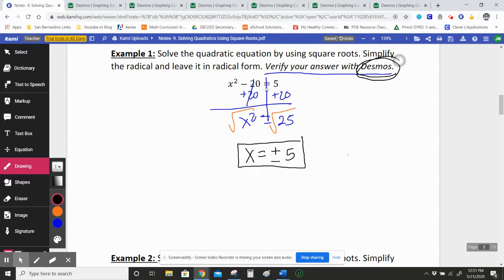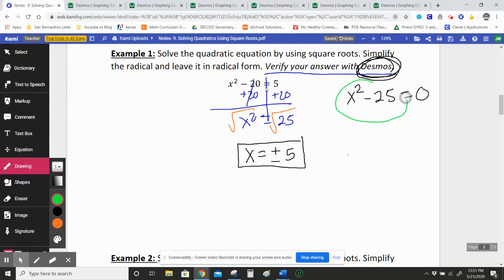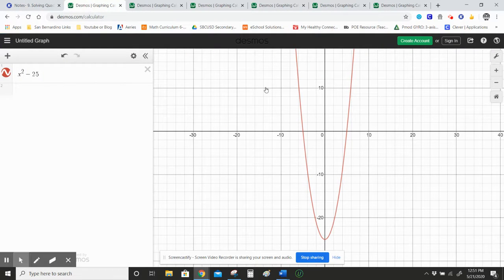So if we go to desmos.com/calculator, I already did the graphing part for you. Remember, you have to actually graph the equation equal to 0. So what I actually graphed is x squared minus 25 equals 0. This is the part that you're going to be putting in Desmos, right? Not the whole thing, but just this part, not with the equal sign, not with the 0. And if I do that, this is what I get. x squared minus 25. So I graph that to check my answer.